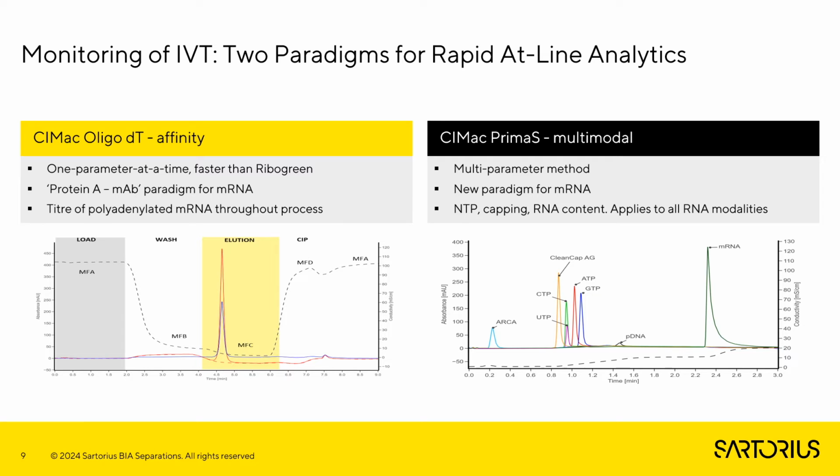On the left-hand side here, we can see an analytical method based on affinity chromatography, which relies on the presence of a poly-A tail on an mRNA construct and binds or catches the RNA with the help of an oligo-dT ligand. And so this column, when we inject a sample, whether it is crude IVT or a purified RNA sample, will allow us to detect and quantify the concentration of RNA in any sample in a very short duration.